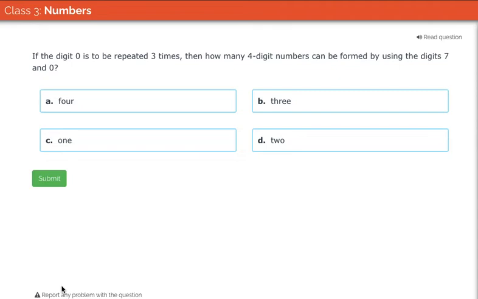If the digit 0 is repeated 3 times, how many 4-digit numbers can you form by using the digits 7 and the 0? Only one, which is 7,000. If you put 0 at the front, then it will always be a 3-digit number or 2-digit number or 1-digit number. But they want a 4-digit number.